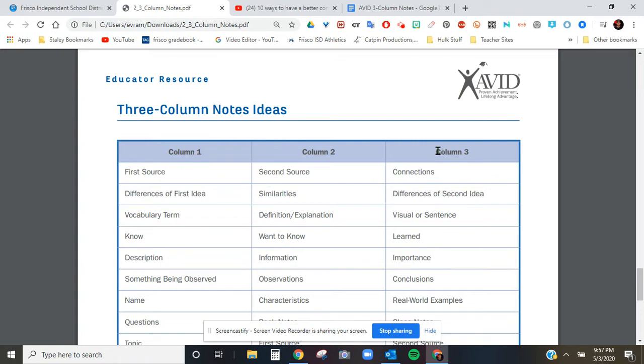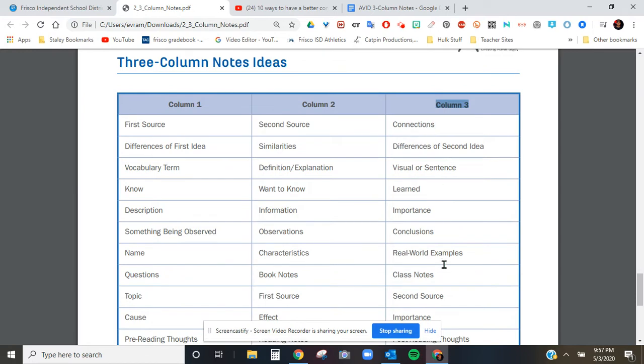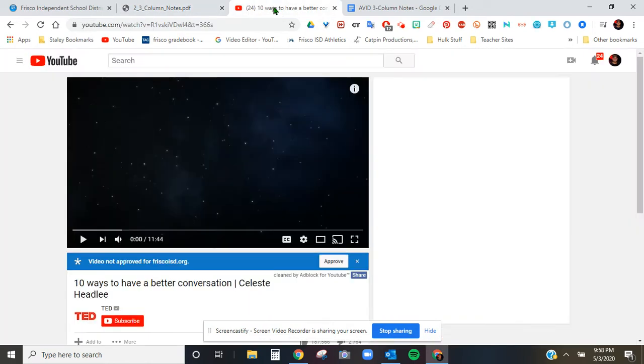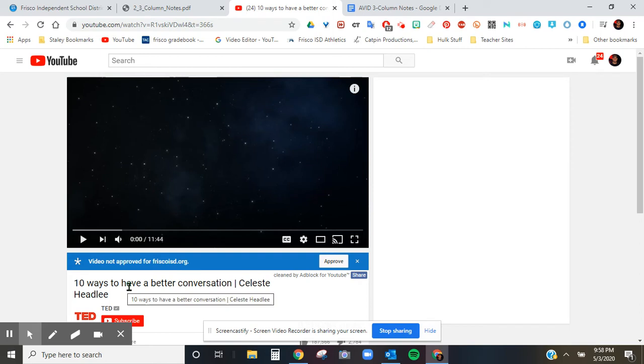The importance of column three is that now we're asking you to provide information that you are thinking about, your original thoughts. Column one and column two are going to come from whatever source, for the most part, that you have. Column three, though, is basically asking you to come up with something, do some original thinking, do a little research, and contemplate what it is that you're trying to learn in the lesson and what the notes are going to be about. For us this week, you're going to be watching a video that's called 10 Ways to Have a Better Conversation.